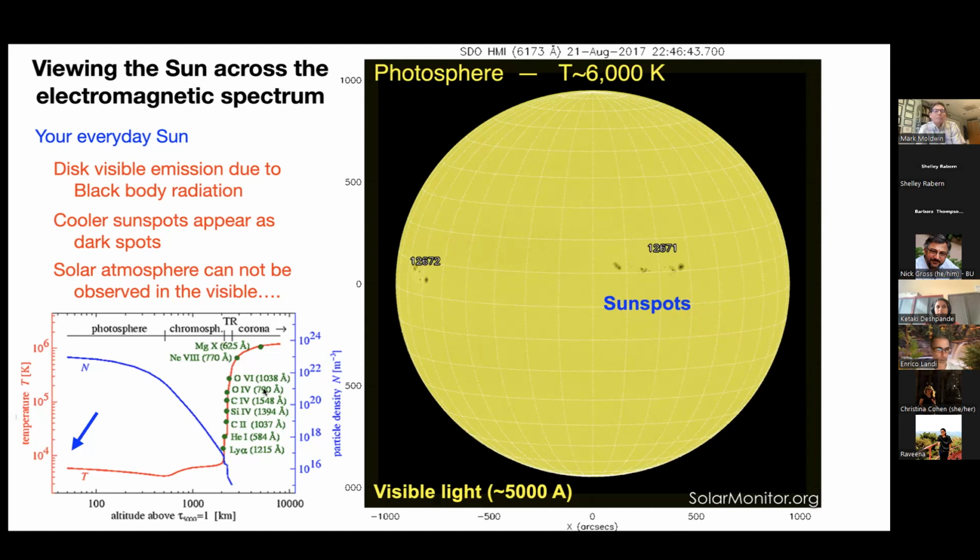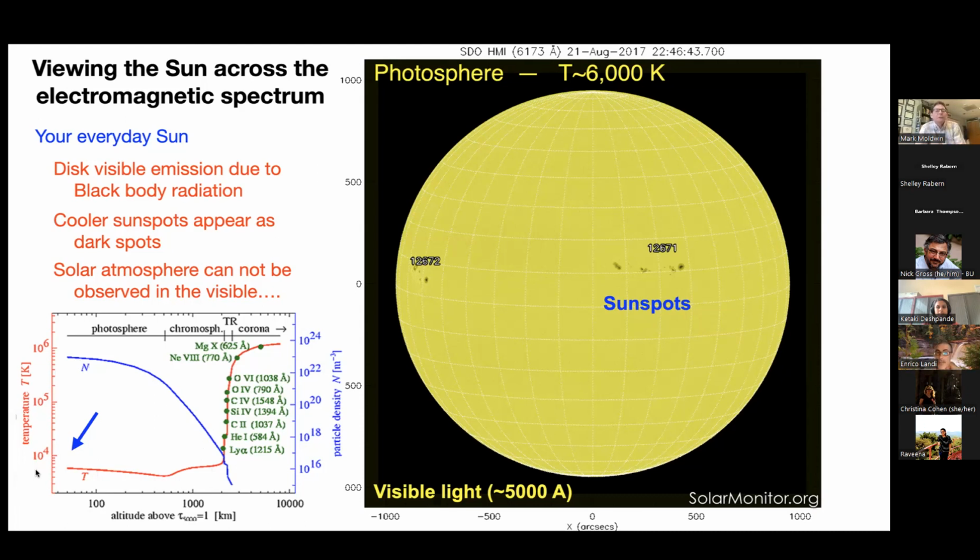Now, on the bottom left, you have a graph showing in red the temperature of the solar atmosphere as a function of height, and in blue the density of the solar atmosphere as a function of height as well. Now here we're seeing really the base of this plot, even below what is shown, in the sense of what we could call, not properly, the surface of the sun.